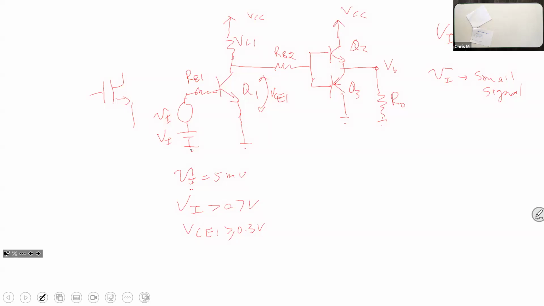So that's what we have, and of course, the step to go through this will be to analyze the circuit. Basically the two steps: step one is to do the DC analysis.